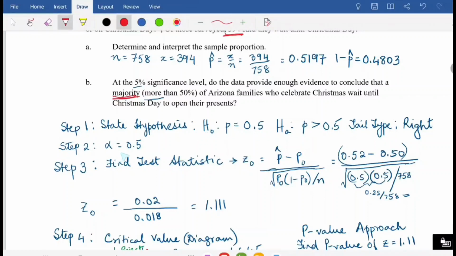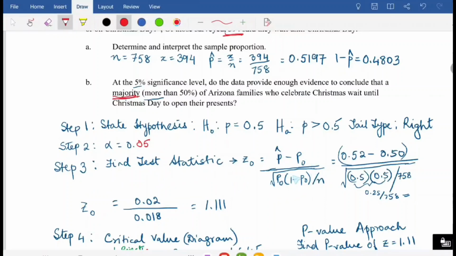Step 2 is about determining the alpha value, the significance level. It's 0.05 is what it should be. I'm sorry about that, so I'm going to change that to 0.05. Alpha is 0.05, not 0.5. All right, so step 3 is find the test statistic.